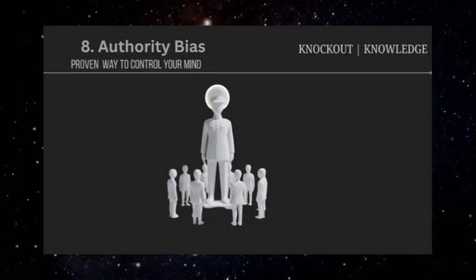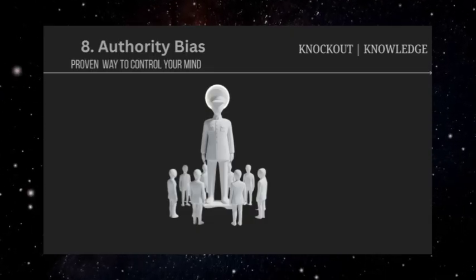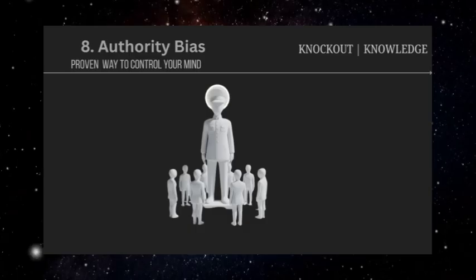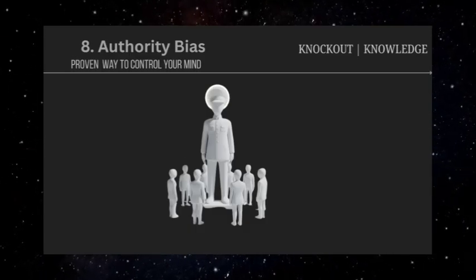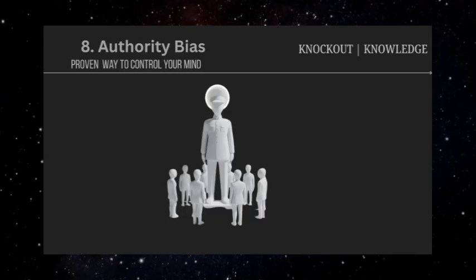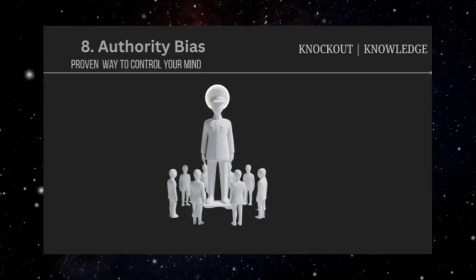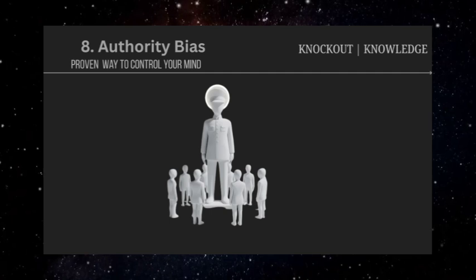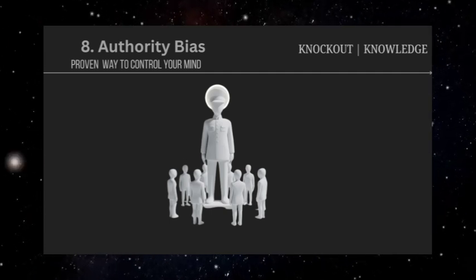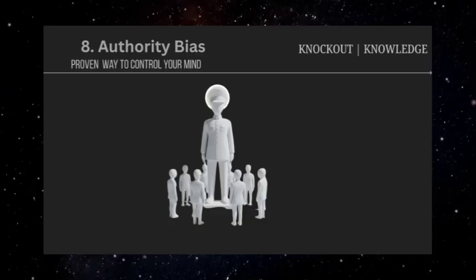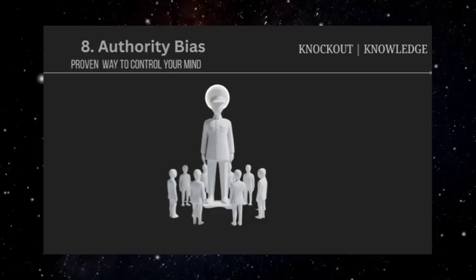Manufactured authority can take many forms. Someone might claim credentials they don't possess, exaggerate their expertise, or present themselves as more knowledgeable than they actually are. They might use impressive-sounding titles, display fake diplomas, or reference relationships with real experts to boost their perceived credibility. The goal is to trigger authority bias without actually earning legitimate authority through knowledge, skill, or position.